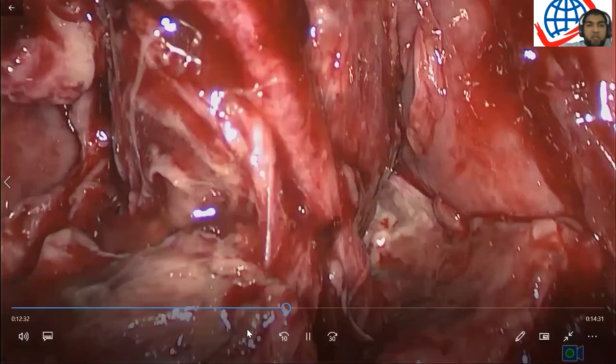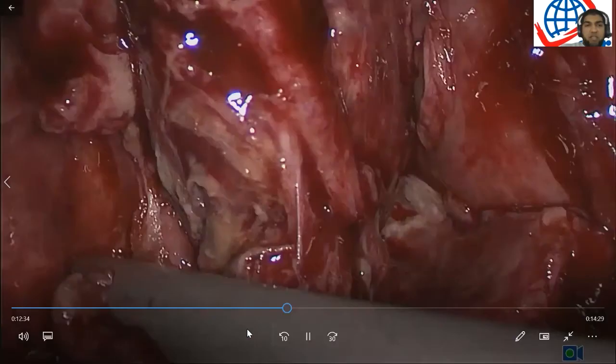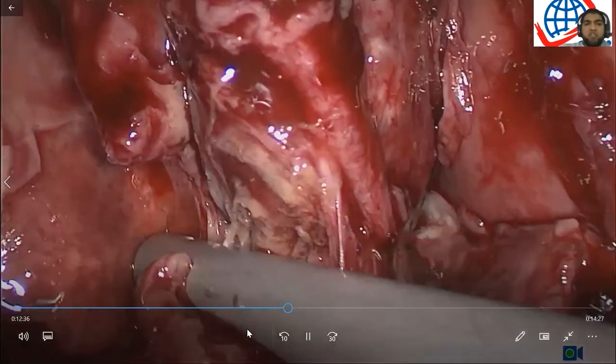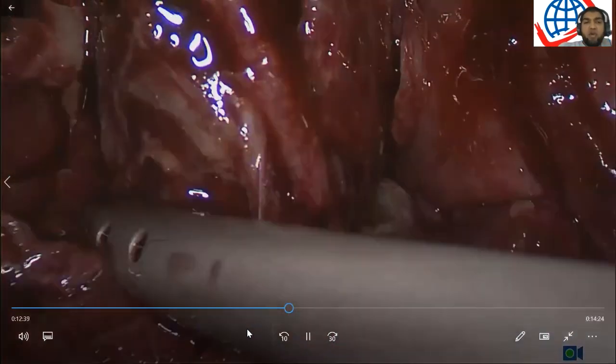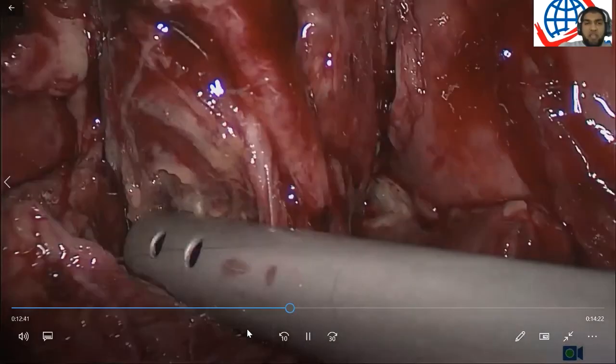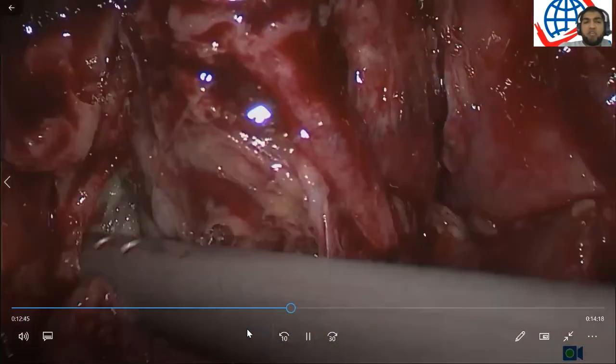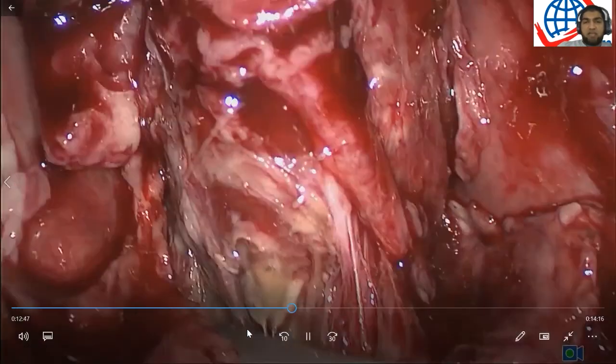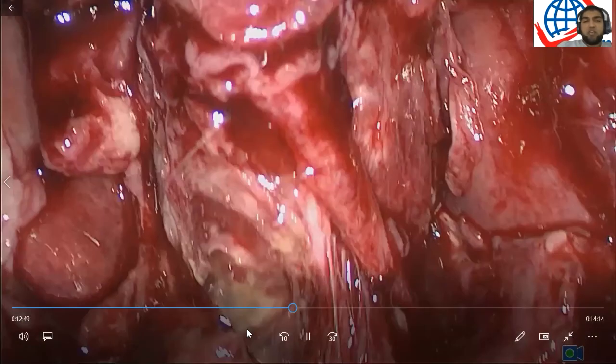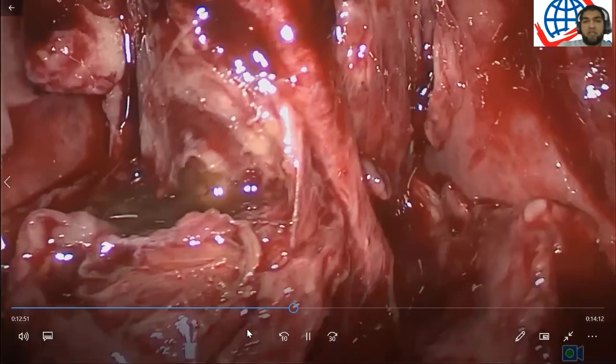So when you end up with a picture like this, one of the moves is to try and identify your Hartmann's pouch of the gallbladder. Try and identify where the Hartmann's pouch will be before trying to find the cystic duct and the cystic artery. And generally that will take you to where your cystic duct and your artery may be.